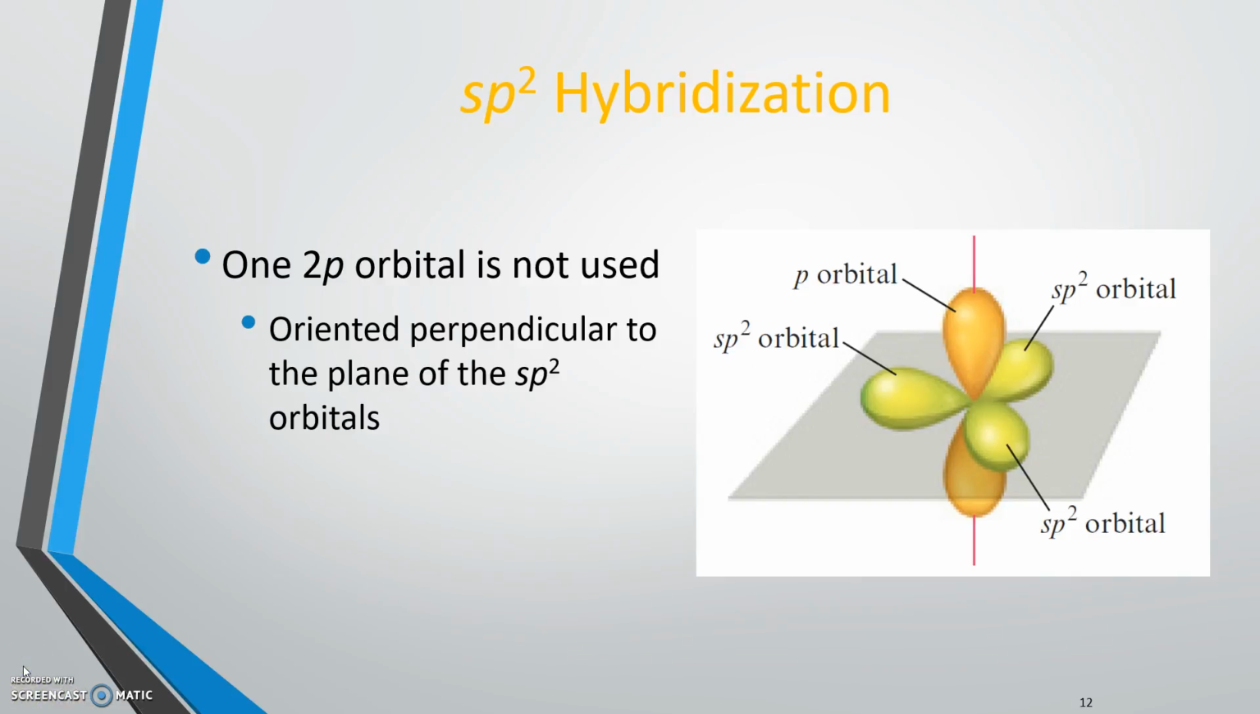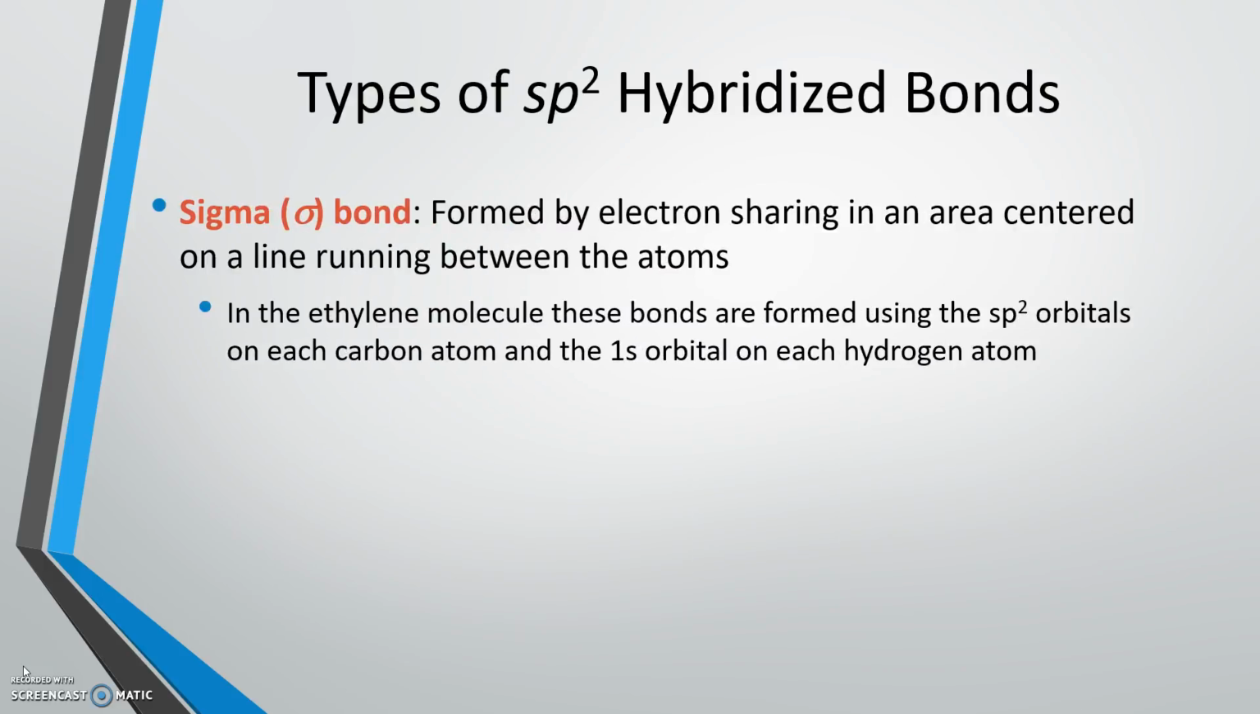Now let's consider the types of bonds that can be formed by these differing types of orbitals. A sigma bond is formed by sharing electrons in the area centered on a line running between the atoms. For the ethylene molecule, these bonds are formed using the sp2 orbitals on each carbon and the 1s orbital on each hydrogen atom. This helps with the single bond, but how can we explain the double bond between the carbon atoms?